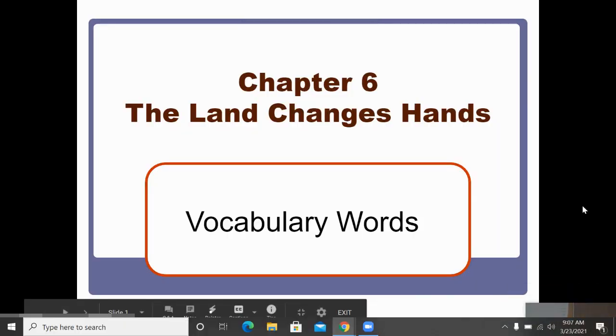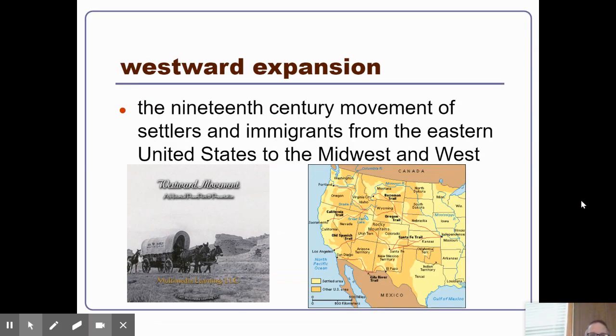Here we go. Word number one is westward expansion. So, in the 19th century, there was a movement of settlers and immigrants from the eastern part of the United States to the Midwest as well as the West. This was called westward expansion. In other words, more and more people were coming into the United States, and they were wanting to move westward. And some of that westward expansion is where settlers stopped in what is now known as the state of Minnesota, and they settled there.